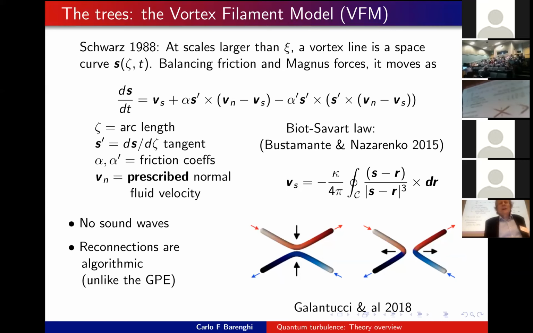So these numbers alpha and alpha prime, as I said, are dimensionless. So they will be 0 at 0 temperature. At 0 temperature, you are left only with one term, the first. So the ds/dt will be equal simply to Vs.